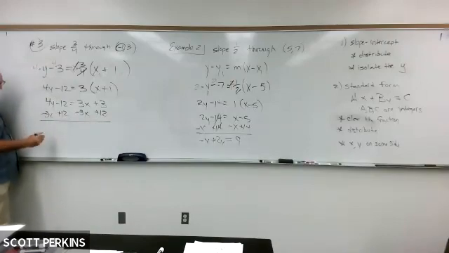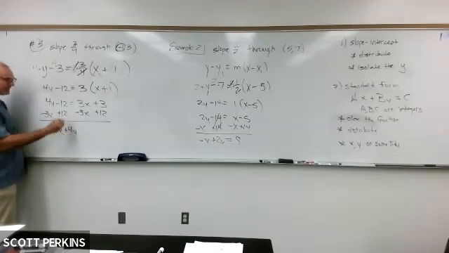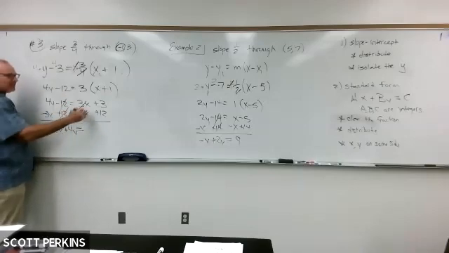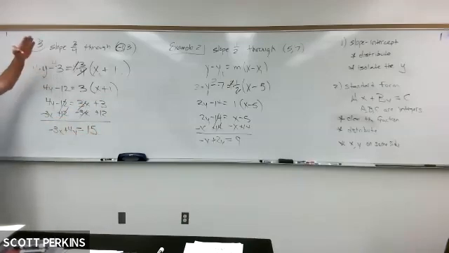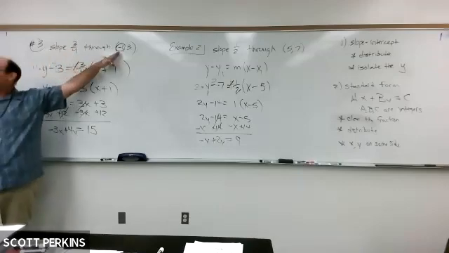So I've got a -3x. Great. I've got a plus 4y. Fantastic. The 12s cancel, my equals always stays in the middle, and then 3 and 12 is 15. That is the equation of the line that has a slope of 3/4 and goes through this point right here.